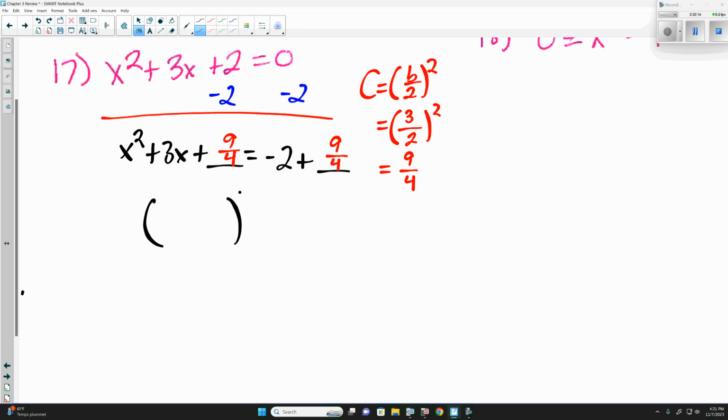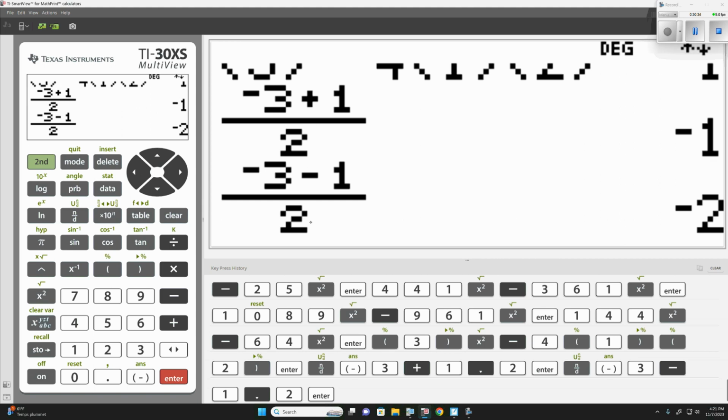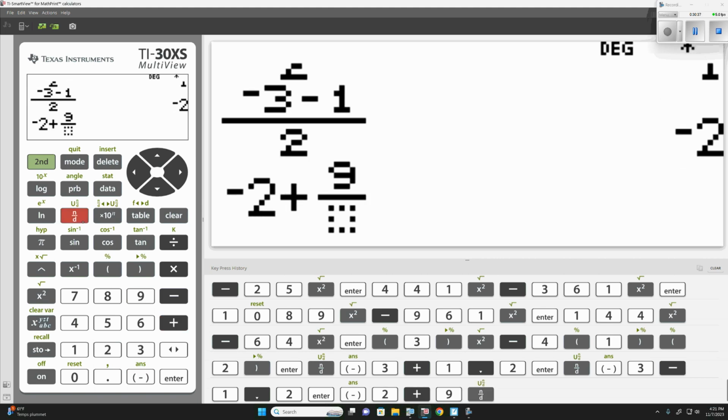Now our x squared plus 3x plus 9/4 will factor. Set of parentheses in x. And we plug in to the parentheses what goes with it, which is whatever we had before we squared to find c, and it's positive 3 halves. So we have x plus 3 halves squared. The other side, we have negative 2 plus 9/4, which is 1/4.